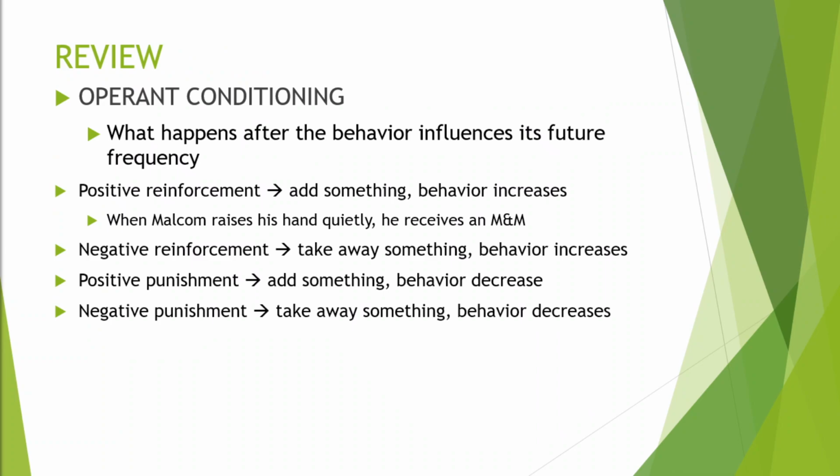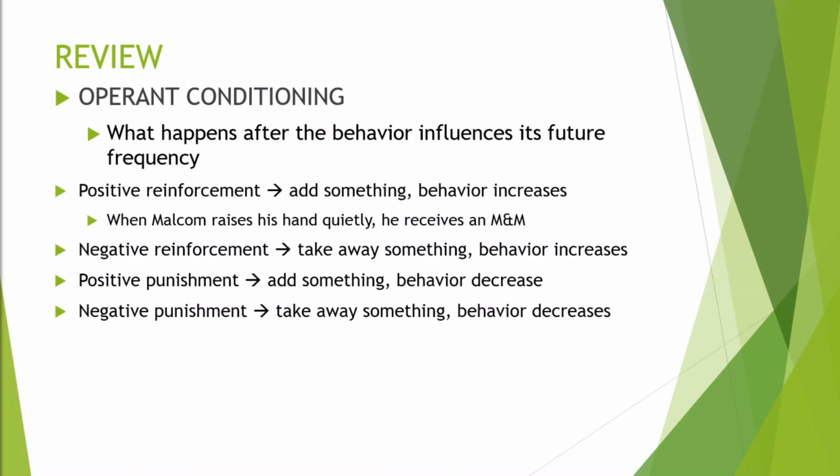Next, we are going to review operant conditioning. So operant conditioning describes what happens after the behavior influences its future frequency. And so as Dr. Johnson will review, there's positive and negative, and there's also reinforcement and punishment. So the easy way to remember this is with positive, we're always adding something, and with negative, we're always taking something away.